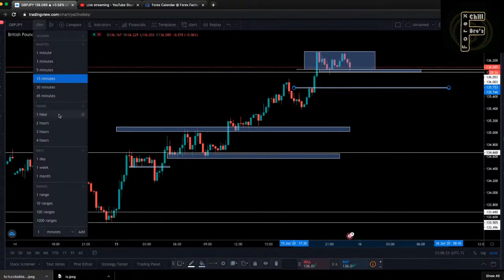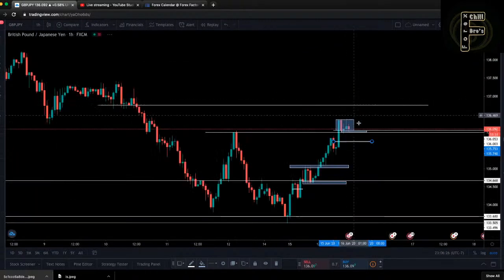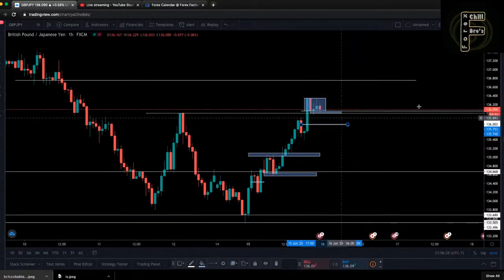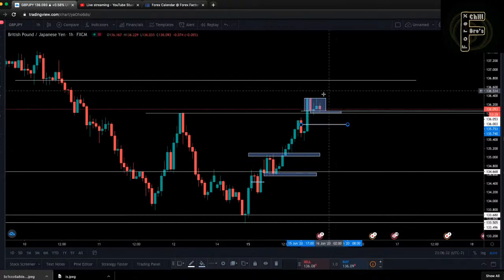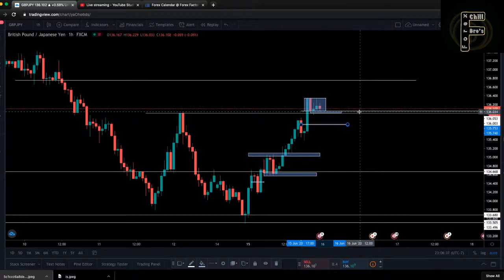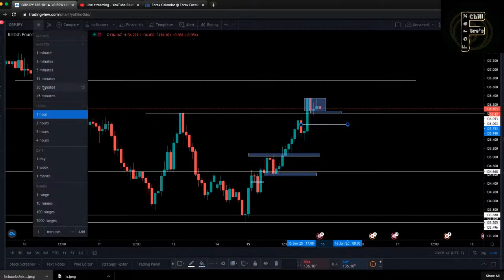But if you look at the higher time frame, the new candle just opened, so we have 53 minutes on the hourly candle. We have a lot of time to go, like 47 minutes to go. So 30 minutes.